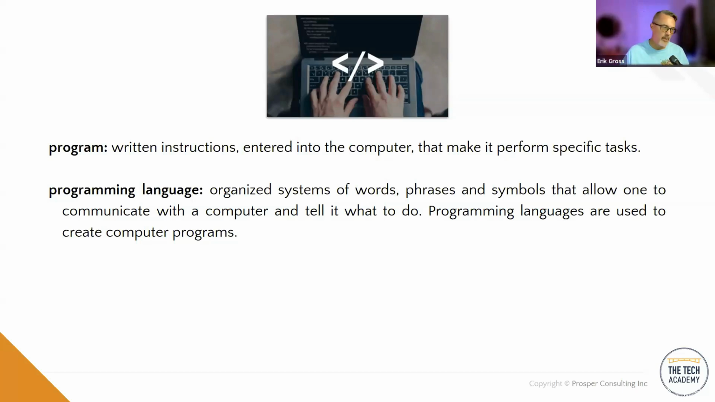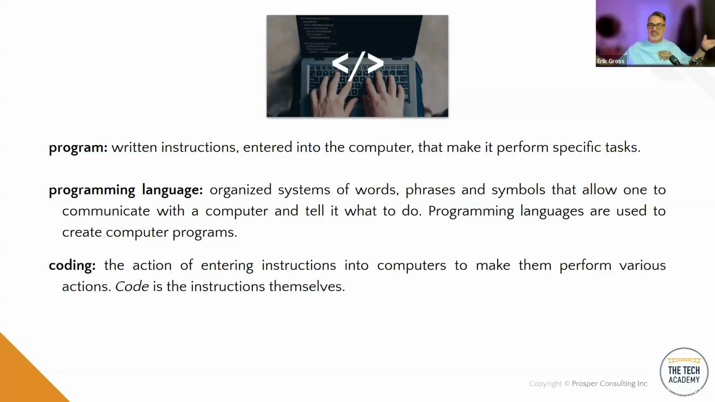So this programming language is an organized system of words, phrases, and symbols that let you communicate with the computer and tell it what to do, right? So you use programming languages to make programs. And finally, let's cover the word coding. That's the action of actually putting those instructions into the computer. That's all coding is. What does it look like? Well, you're going to do some tonight. It just looks like typing words into a document. It's actually that simple. You're typing some words into a document. And yes, there's some stuff that goes on under the hood, and we'll cover that. But you're typing words and symbols into a document, okay?